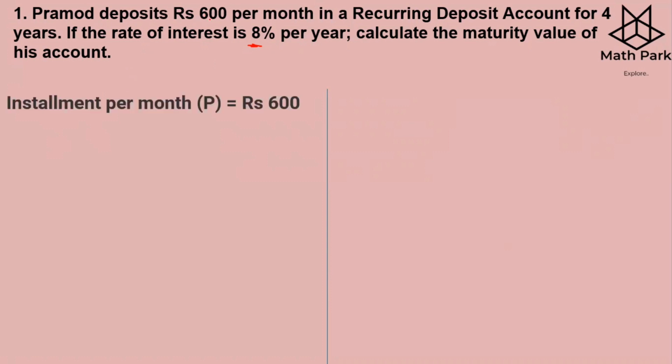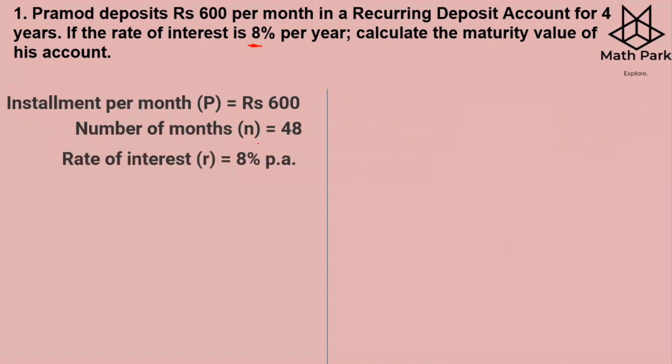So we have installment per month, which is denoted as P, is rupees 600. Number of months is 48. It is 4 years, so 4 times 12 is 48. The rate of interest is 8% per annum. So let us now calculate interest over here, which is given by P into N in bracket N plus 1 upon 2 times 12 times R by 100.